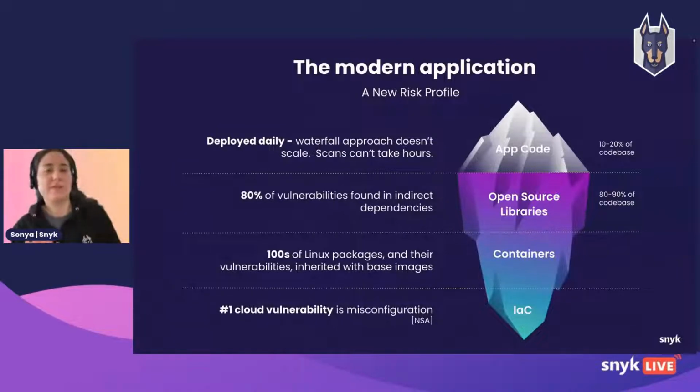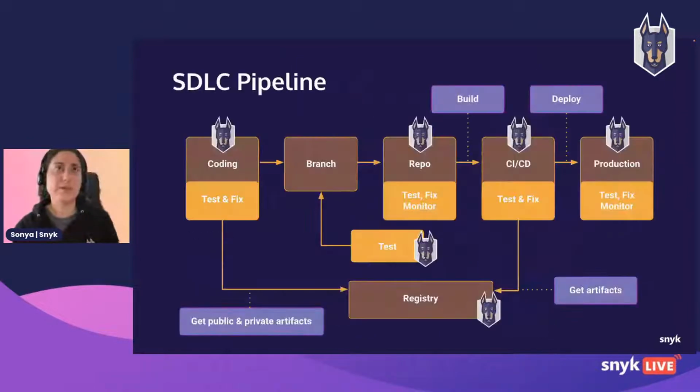Cool. So I think we have a better understanding of what is going on now with the modern application, which brings a new risk profile. We have 10 to 20% of our code base being the code that we actually write, and the rest is comprised of open source libraries, containers, and IaC. Obviously, we've seen that it's important to have guardrails at each stage of your pipeline to spot vulnerabilities, as your attack surface is bigger.